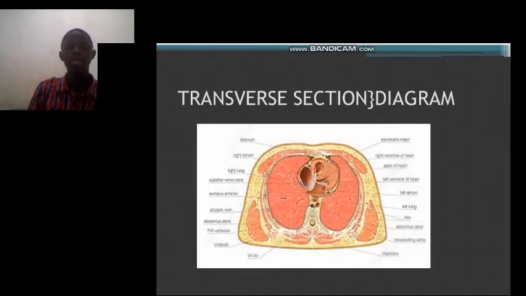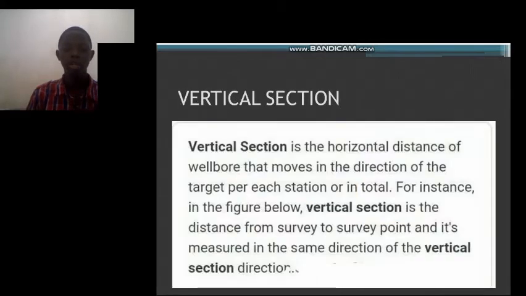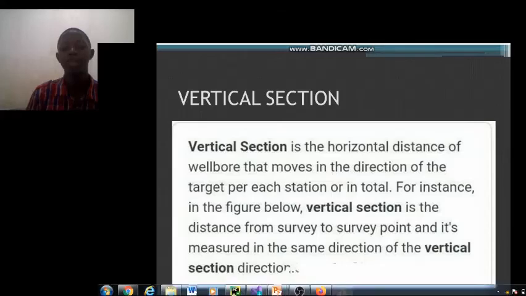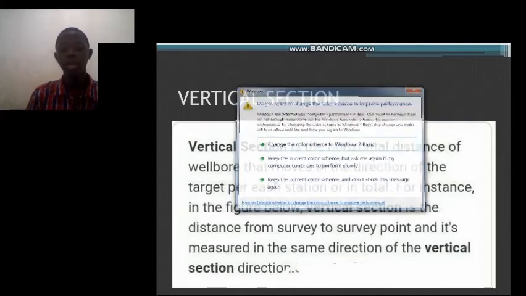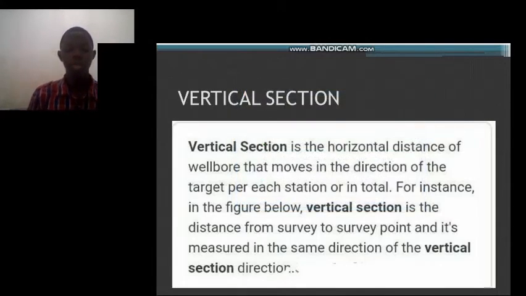So the vertical section, which is the third one, vertical section is horizontal distance. Horizontal distance of wellbore that moves in direction of the target for each station or in total. For instance, in the figure below, vertical section is the distance from survey point to survey point, it measures the same vertical direction. Let me show you that figure. So this is the diagram of the vertical section.